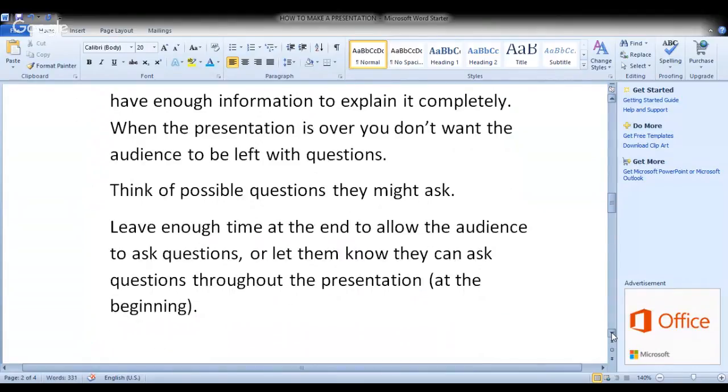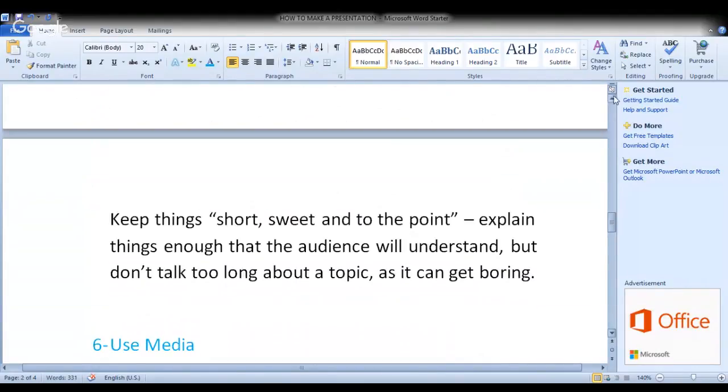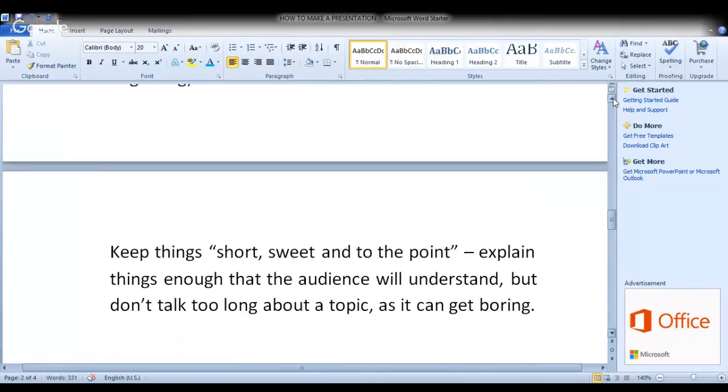So good, and there should be a little bit more here. Okay, yep, here it is. So I'll read this. It's keep things short, sweet, and to the point. That's something I believe I've said here. Explain things enough that the audience will understand, but don't talk too long about a topic as it can get boring. If you start, oh, well, we do this, and then this part does that, and that part works with this part, okay, nope, that's enough. We need the who, what, where, and why. Those are the most important questions when talking about a thing.